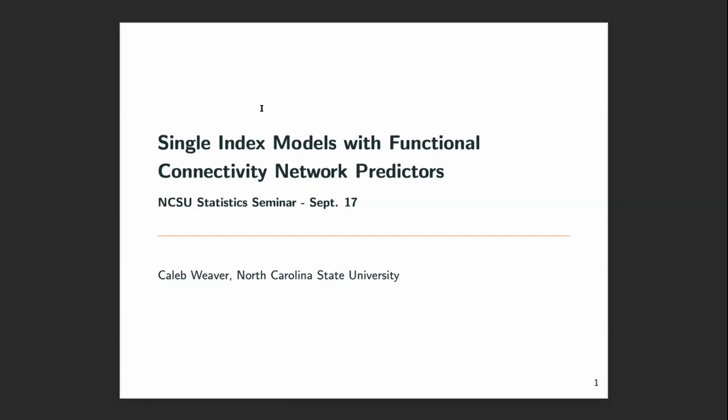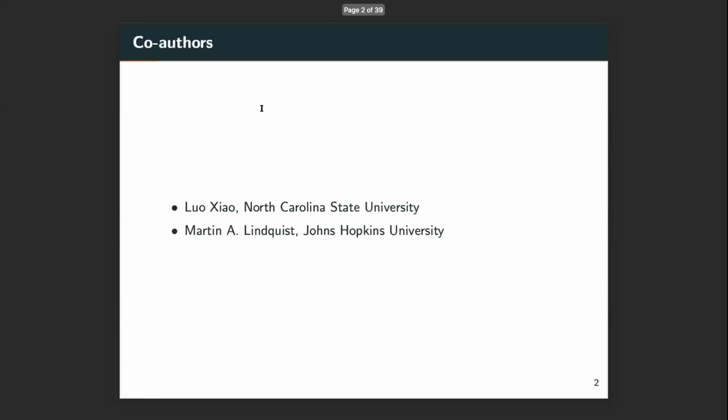So today I'm going to be talking about some work that I've done with my PhD advisor, Lou, during my time at NC State. This is one of my previous projects in which we look at single index models for functional connectivity network predictors. This work was joint with my PhD advisor, Lou, as well as his collaborator, Martin Lindquist, from Johns Hopkins University.